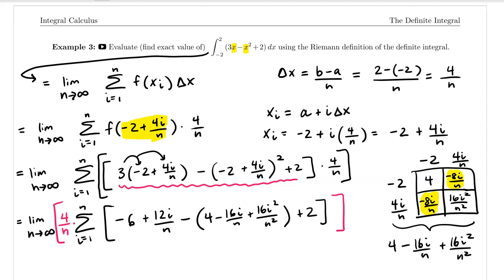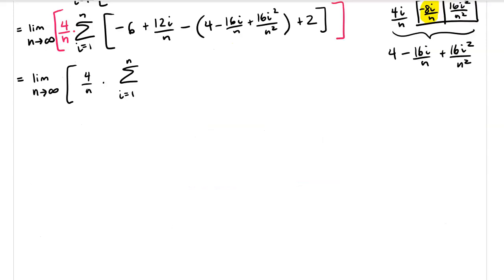Okay, so now we want to continue simplifying the stuff inside of the summation. All right, so I've started rewriting, and I'm going to deal with my constant term first. So my constants are -6, and if I distribute this minus sign, that would be -4 and +2. So -6 minus 4 is -10, and then +2 should be -8. And then I have 12i over n minus negative. So if I distribute that negative, it would become positive.